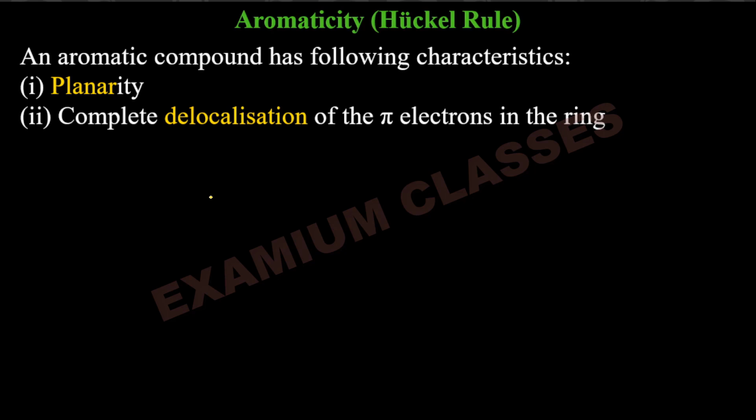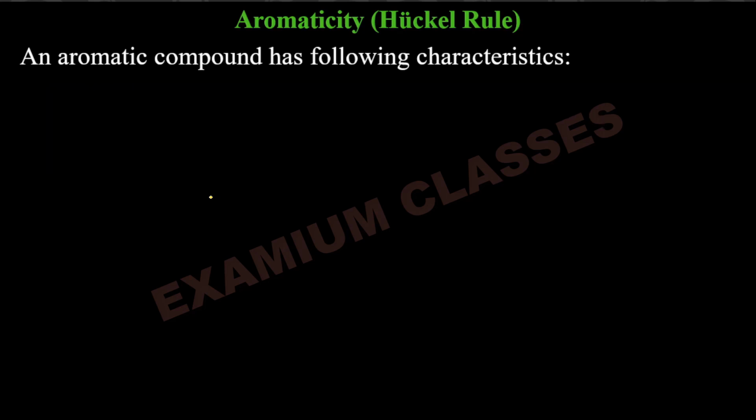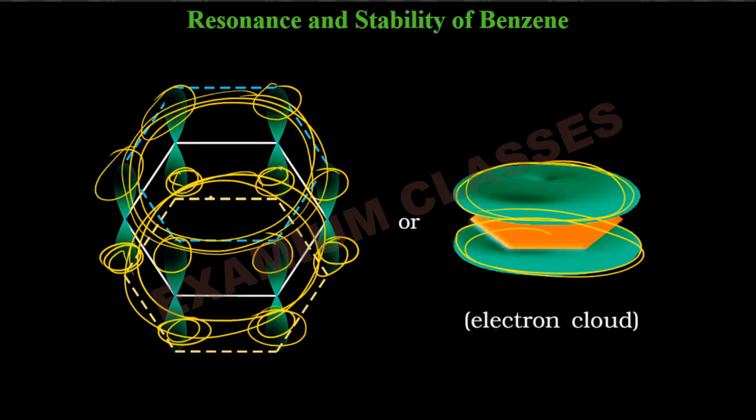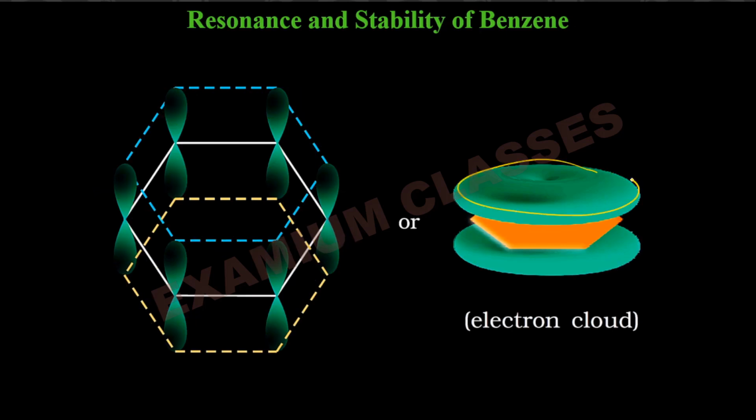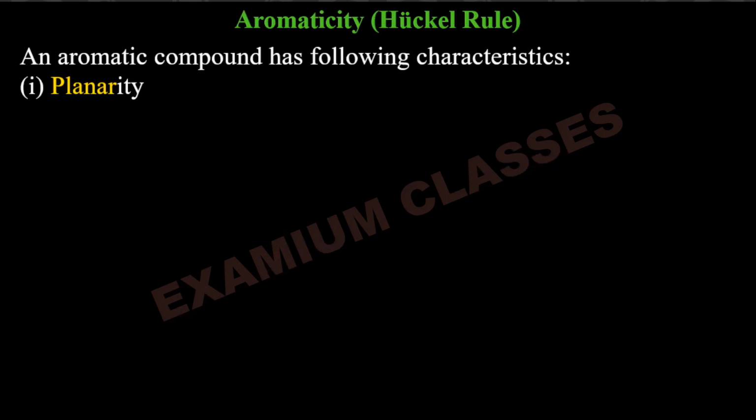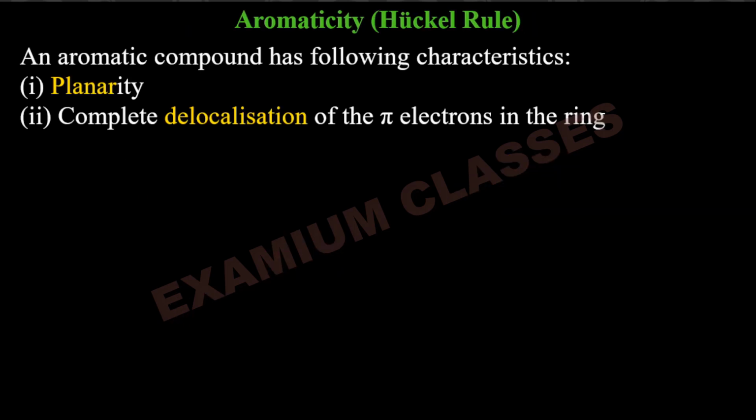Second, complete delocalization of pi electrons in the ring should be there, means no carbon can claim that these electrons are mine. I'm showing just the previous diagram here. If you see this one, electrons are merged here together. No carbon can say that these electrons are localized to me, means these electrons are perfectly delocalized. They do not belong to any particular carbon out of the 6 here. So all the pi electrons must be completely delocalized.